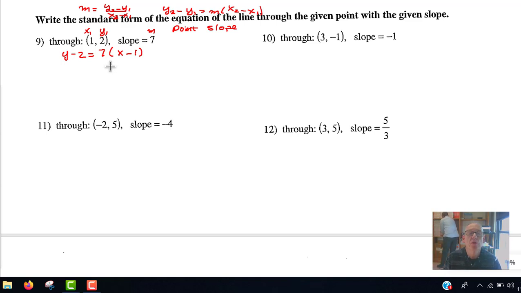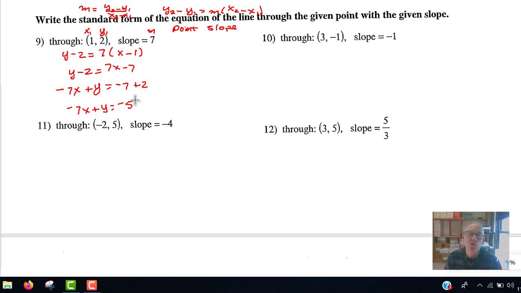Now I need to distribute: 7x minus 7 ends up on the right. We've got y minus 2 on the left. And they want this to be in standard form, which means the x's and y's need to be on the same side. So this 7x needs to move to the left, becomes a negative 7x. The y stays where it's at. And this 2 needs to move to the right and becomes a plus 2. When we simplify the negative 7 and the plus 2, we get a negative 5. So in standard form, this is 7x plus y is equal to negative 5.